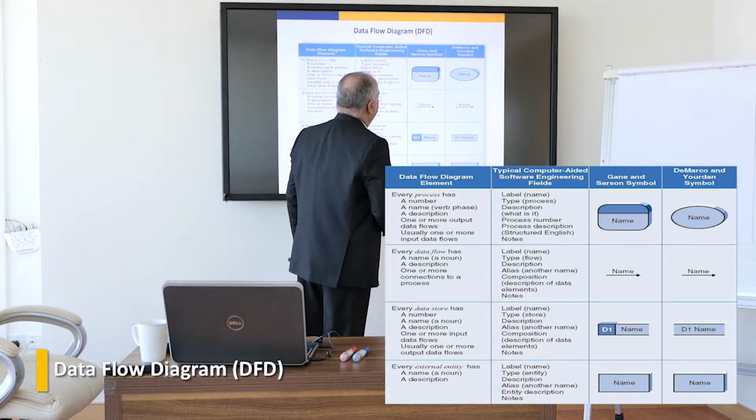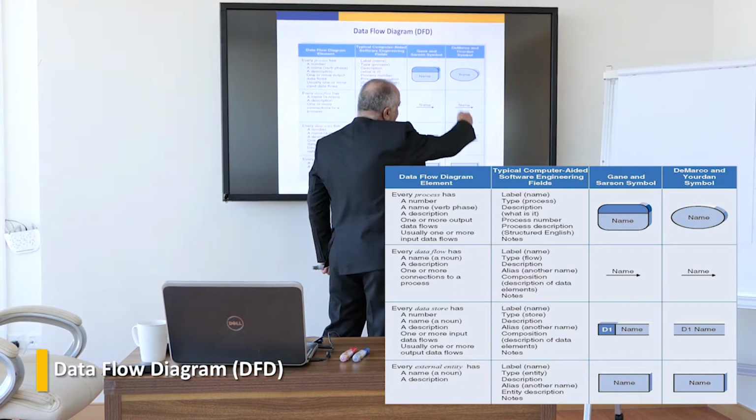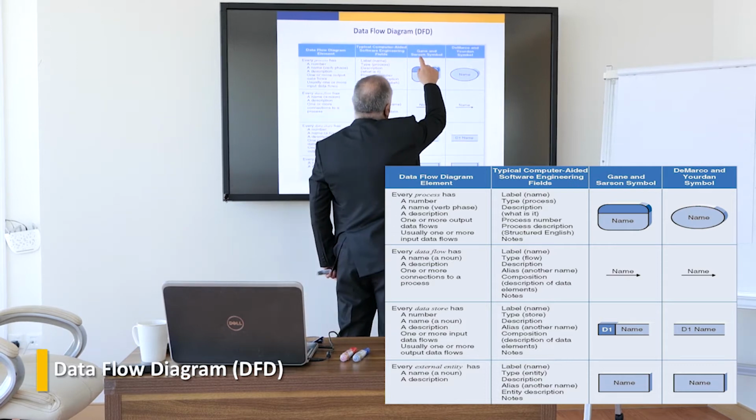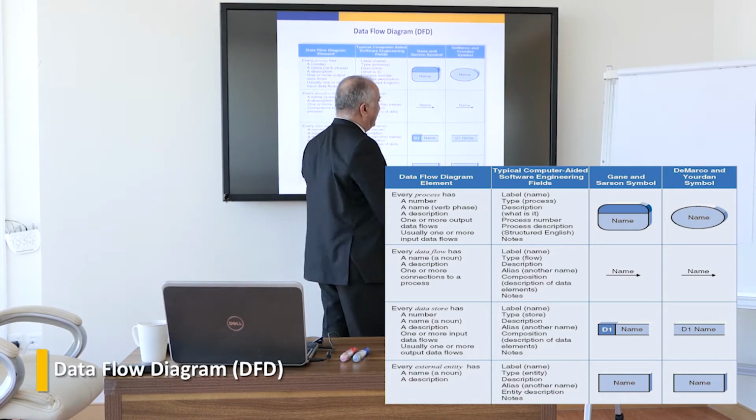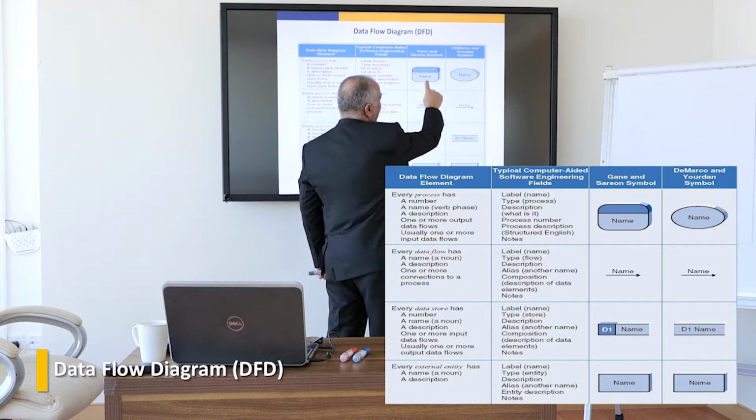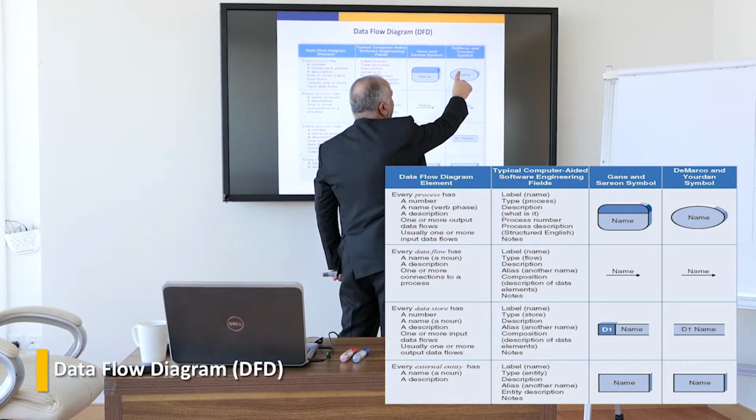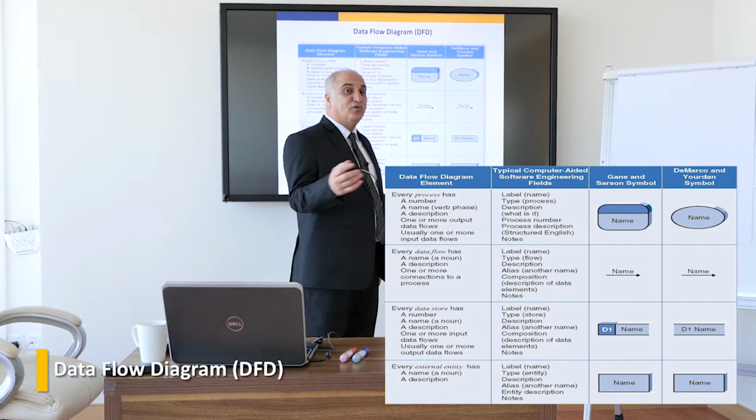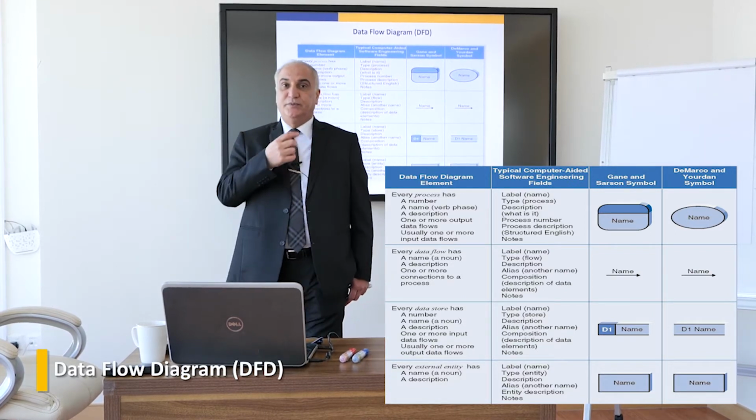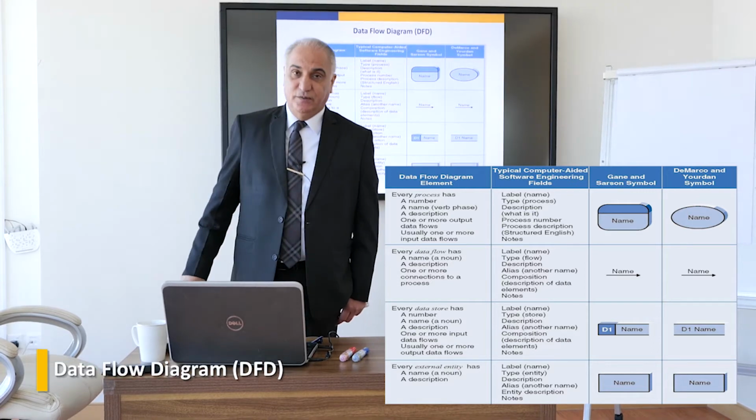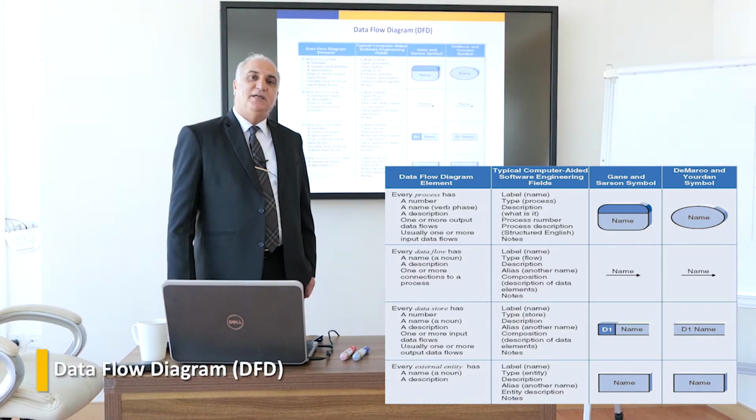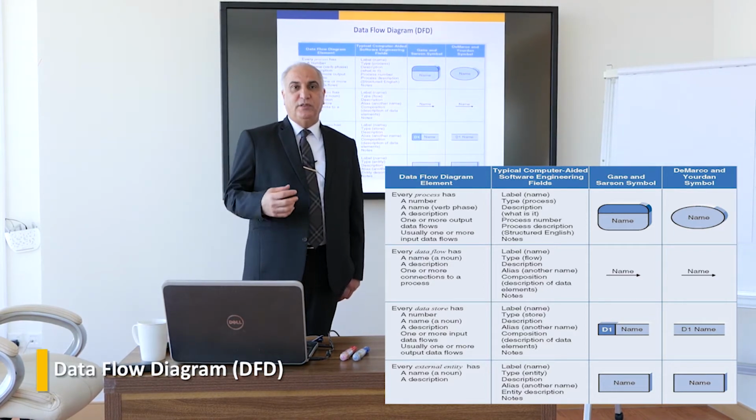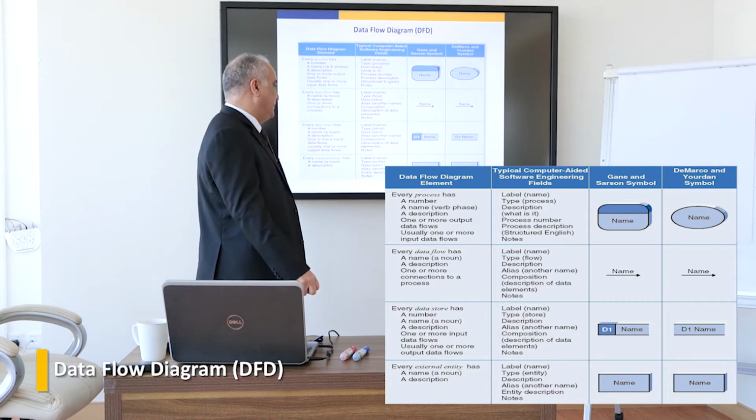It's very important that we understand there are different symbols. One of the symbols is called Gane-Sarson symbols, and these are the representation for the process. And there are also Yourdon symbols, and the most popular symbols that we use are in Visio, which is basically Microsoft Visio, which allows you to draw the data flow diagrams.